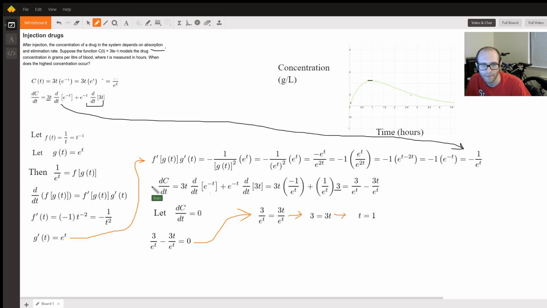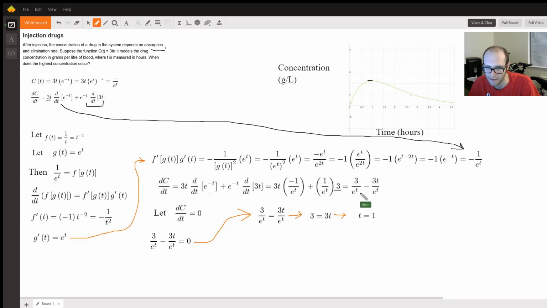Now that I have that, going back to this equation, we got 3t times negative 1 over e to the t, plus second, 1 over e to the t times the derivative of 3t, which is 3. That's another way of writing it, and I'm going to show you why I wrote it that way in a minute.